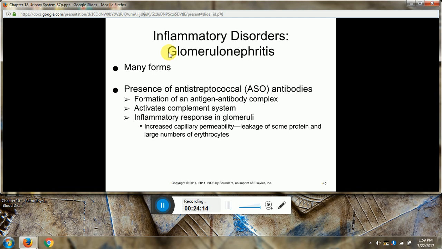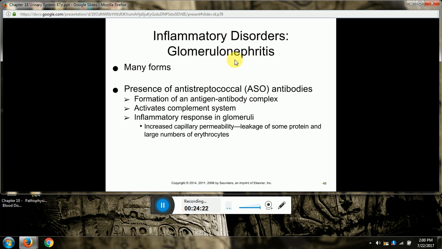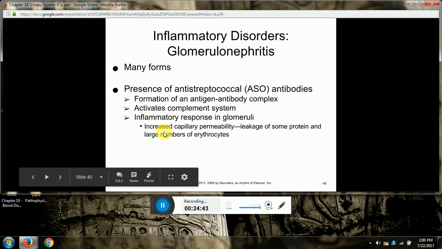First one is glomerulonephritis, and from the name you can tell that there's an inflammation of the glomeruli of the nephrons of the kidney. And this is an autoimmune disease. So again, the same patient that has strep throat made antibodies. That antigen-antibody complex circulates in the system, activates the complement system in the body, and leads to this huge inflammatory response in the kidneys.